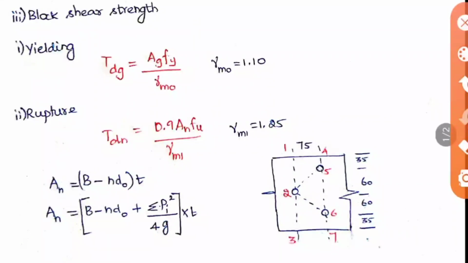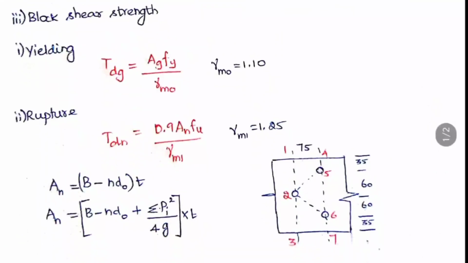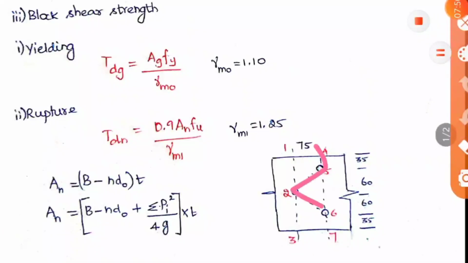The last case we are going to see is 4, 5, 2, 6, 7. This may be another case, the fourth case we are taking. Here also the staggered bolting comes. So here it will be B minus n d naught plus p square by 4g plus p square by 4g. Why am I telling this two times? Here it crosses 2 bolts like this. For the first one you have to do p square by 4g, and for the next bolt you do another p square by 4g. So for this also you will get an answer.